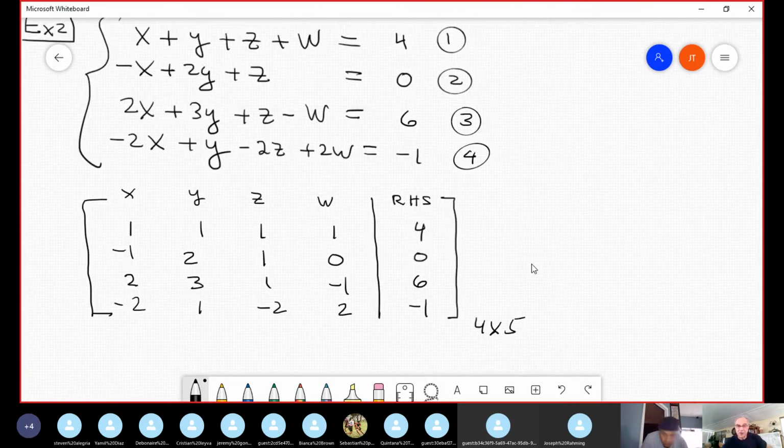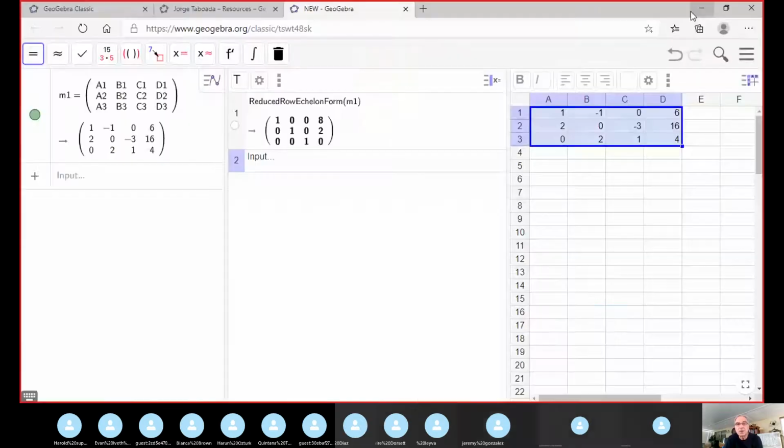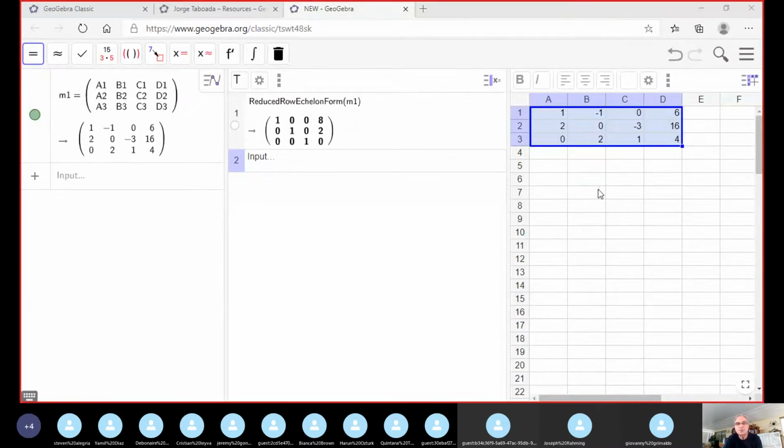Okay, so the thing we are doing now is I go to the matrix editor. I put these numbers and perform the function reduced row echelon form. Thank you, Professor. Okay, let's do it. Switching to GeoGebra. Super, we have GeoGebra now.